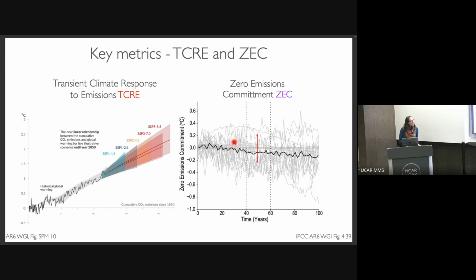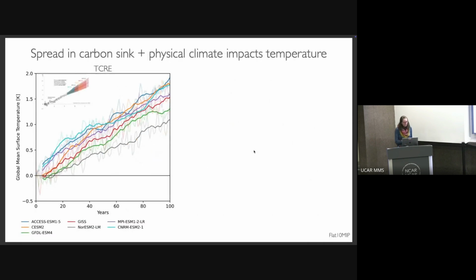And you can see there's a wide spread across models. The average in the last IPCC was stated to be zero with a range of plus minus 0.3 at 50 years after net zero. So these are two key metrics that describe the behavior of the evolution of temperature following emissions reduction, emissions going to zero.